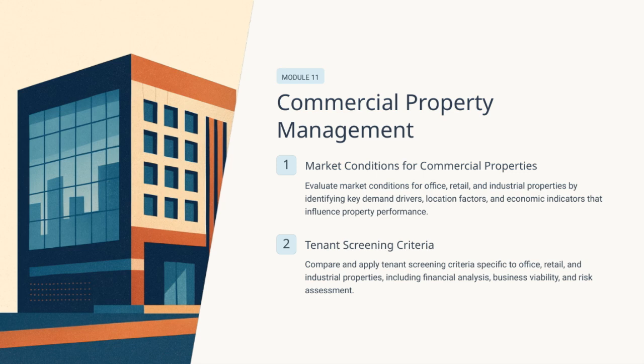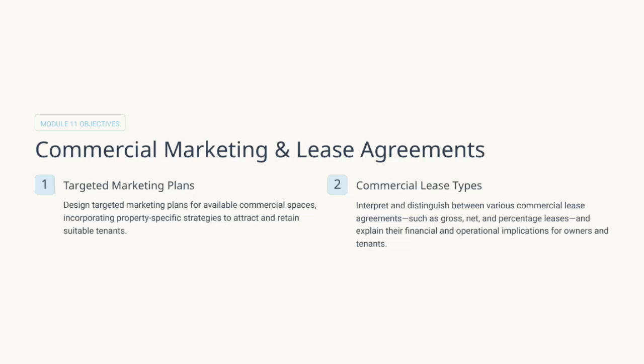Now, let's look at how to interpret and distinguish between various commercial lease agreements, such as gross, net, and percentage leases. It's important to understand the financial and operational implications these different lease types have for both owners and tenants. For example, in a gross lease, the tenant pays a fixed rent, and the landlord covers most of the operating expenses. This simplifies budgeting for tenants, but means owners have to manage those costs themselves.